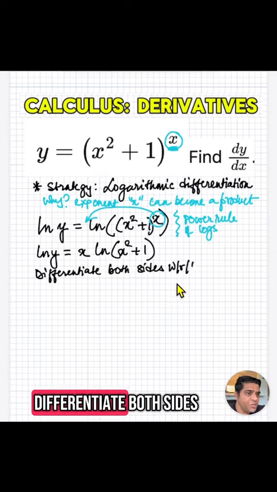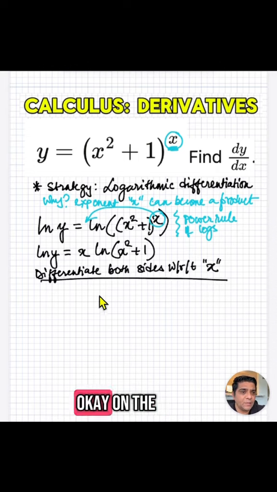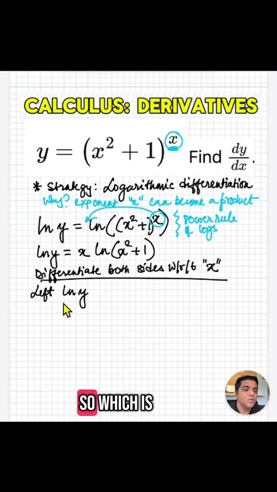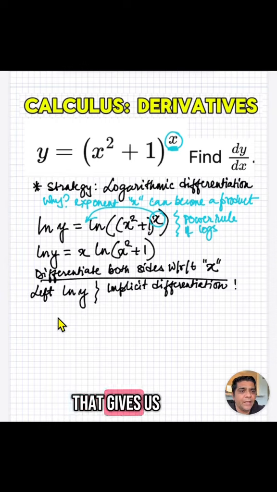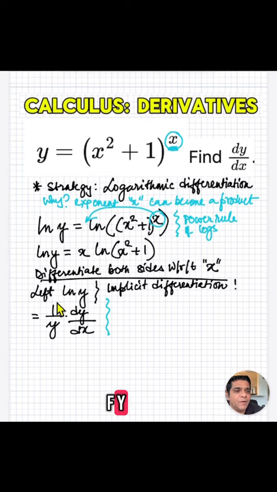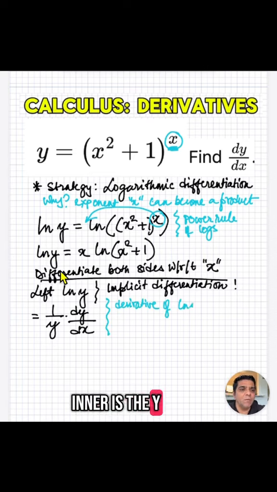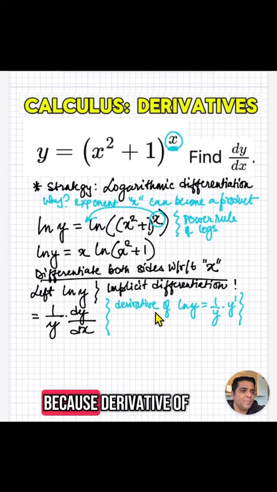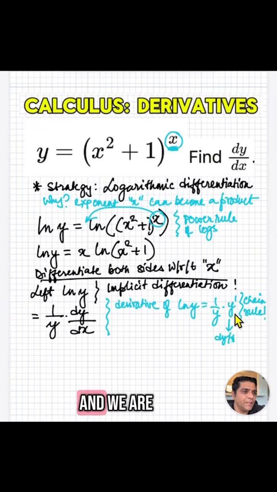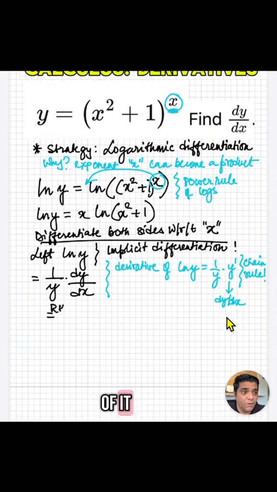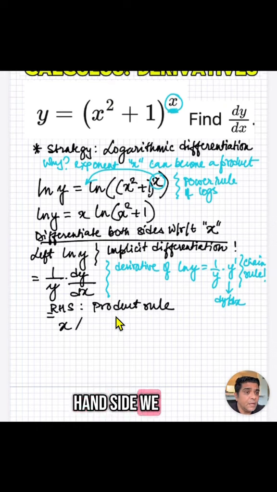Now we're going to differentiate both sides with respect to x. On the left hand side we have ln of y, which when differentiated gives us 1 over y times dy/dx. Because we have the outer function ln, which gives 1 over y, and the inner is y, so that's dy/dx. That's because the derivative of ln of y is 1 over y, and we are going to use the chain rule for the rest of it. Okay, so dy/dx. On the right hand side we're just going to use the product rule.